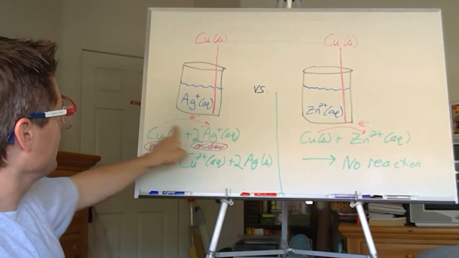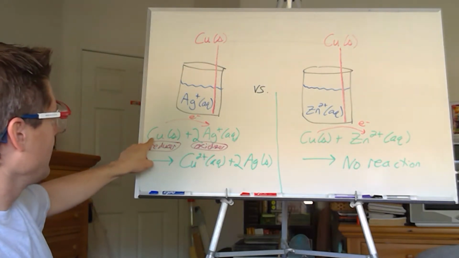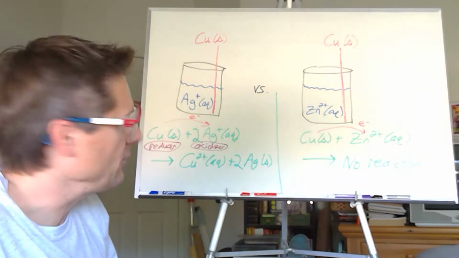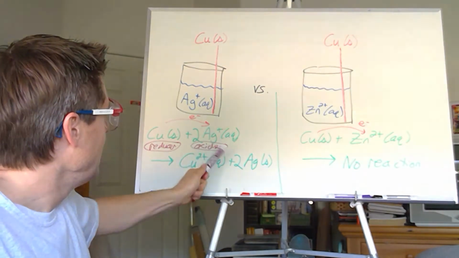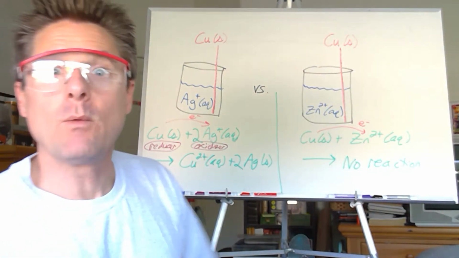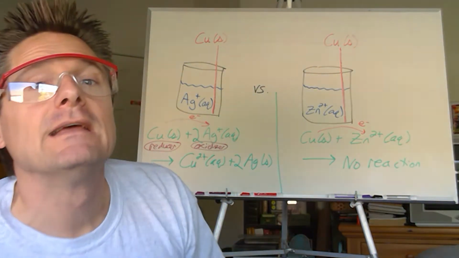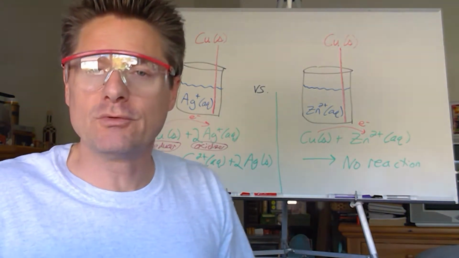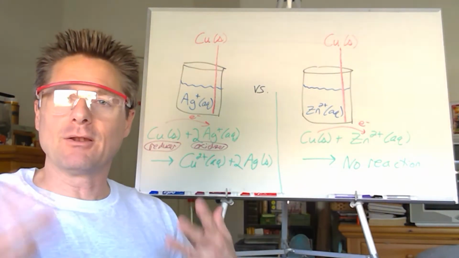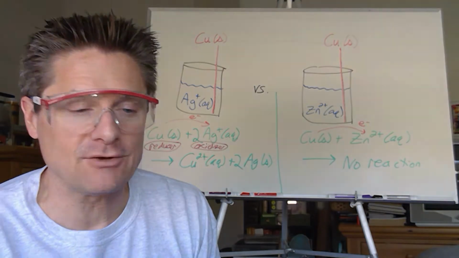So the silver ion is causing the copper to be oxidized. The copper is causing the silver to be reduced. So we've got the reducer or reducing agent and the oxidizer or oxidizing agent. We want to separate those so we can extract that out. So what we'll do is build a little battery, not a battery, a little thing called a galvanic cell or electrolytic cell.